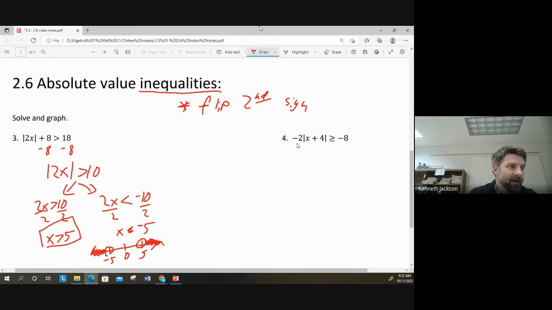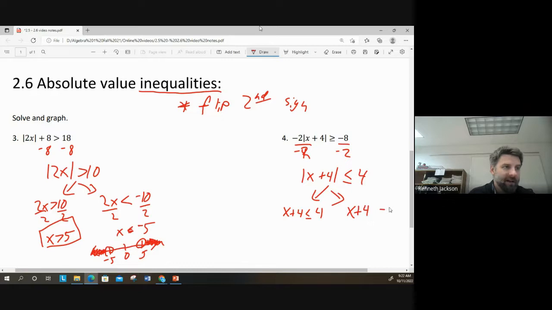And on the last one, on number 4, we have to get the absolute value bars by themselves. So I divide by -2. Again, another rule from 2.1 through 2.4 in the previous video, if you multiply or divide by a negative, you have to flip the inequality sign. So it was greater than, it is now less than. Once I have the absolute value bars by themselves, I can split this into 2 problems, one to the positive, one to the negative, and on our second inequality, you have to flip the sign.